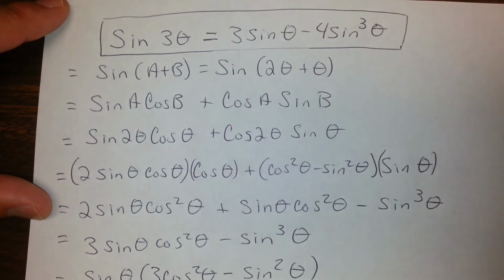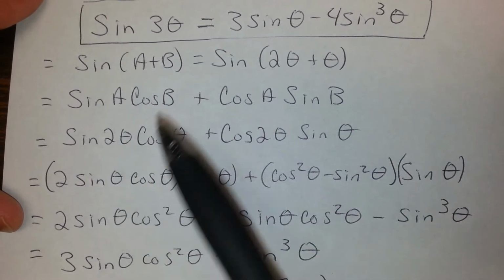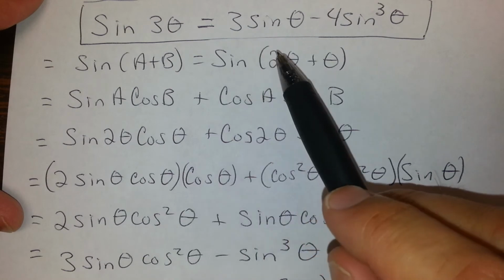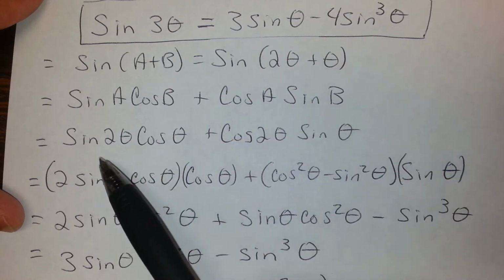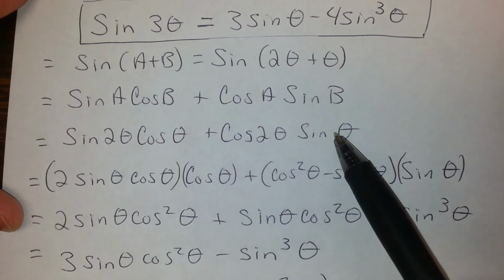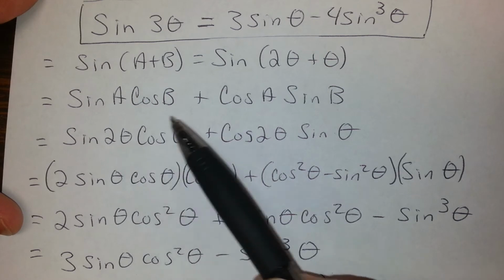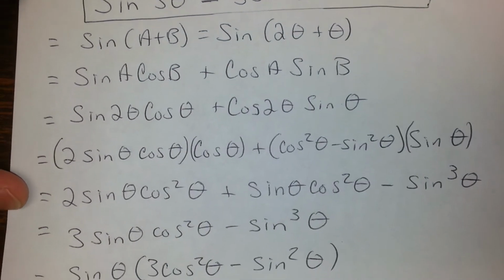So let's plug in a and b. Remember, this will be my a, this is my b. So sine 2 theta cosine theta plus cosine 2 theta sine of theta. And let's remember we have identities for sine of 2 theta and cosine 2 theta.